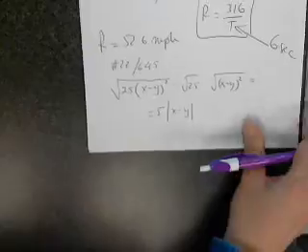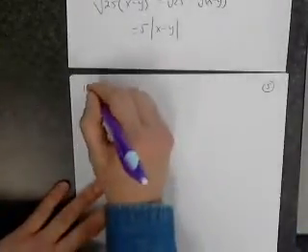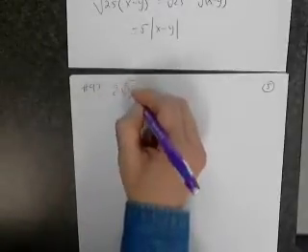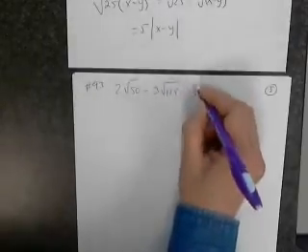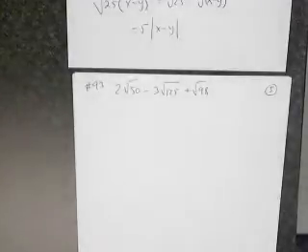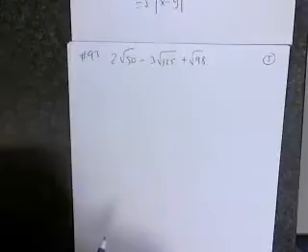I would like to look at 93. 2 times the square root of 50, minus 3 times the square root of 125, plus the square root of 98. Okay, so what would you tell me to do?